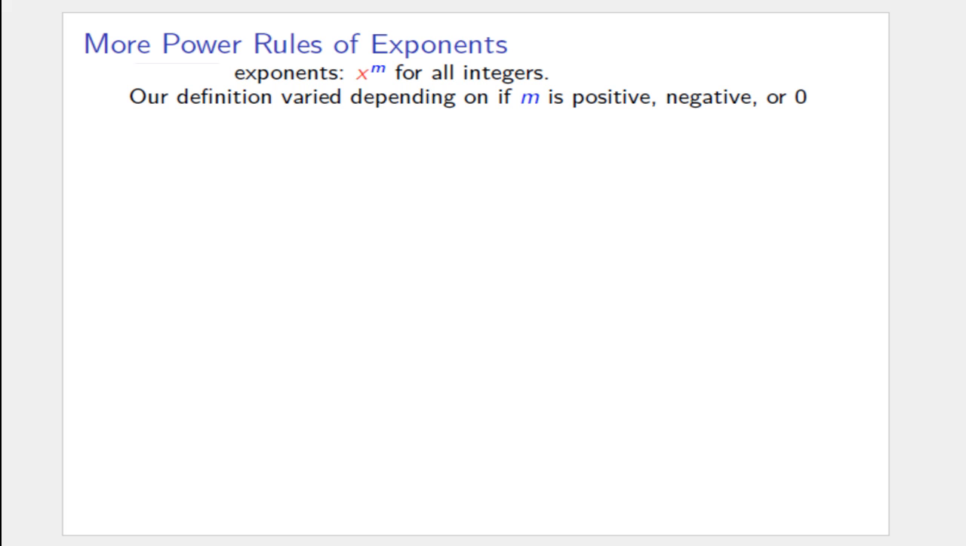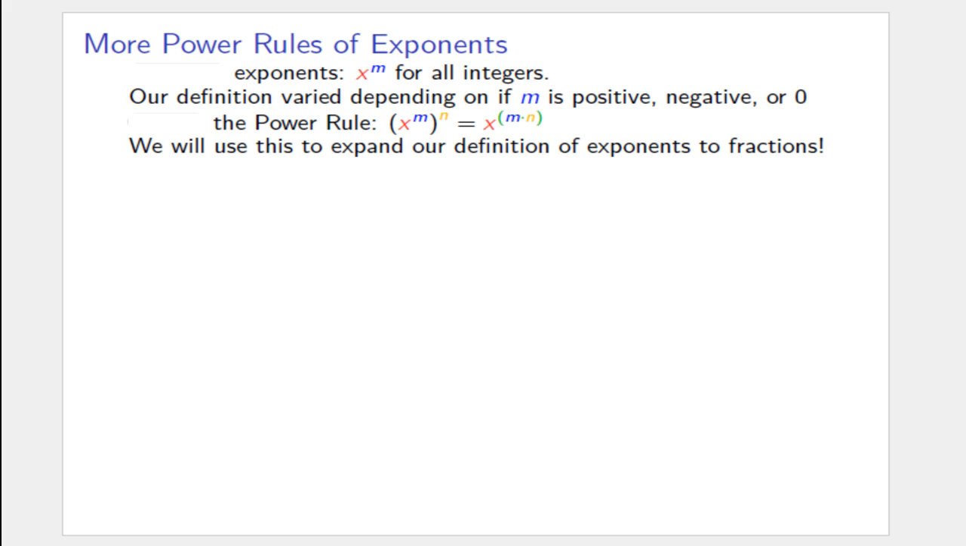So far, we defined exponents x to the m for all integers. But our definition varied depending on if m is positive, negative, or 0. We also saw the power rule that said x to the m to the n equals x to the m times n. Much like we used another power rule to define exponents for negative integers, we will use this to expand our definition of exponents to fractions.